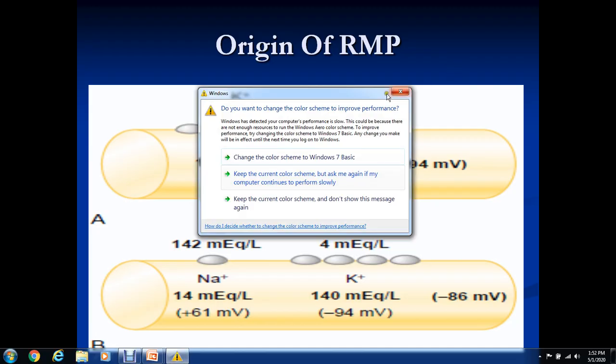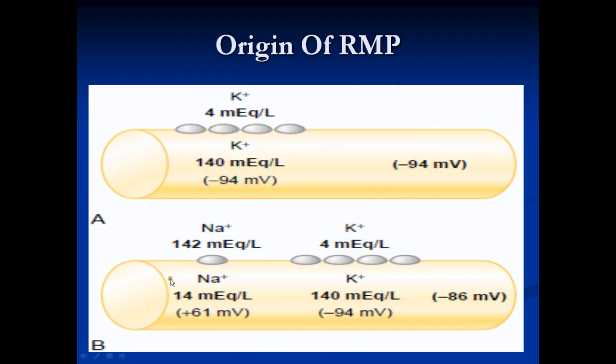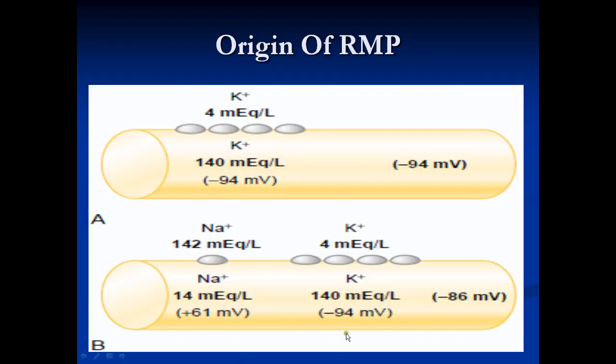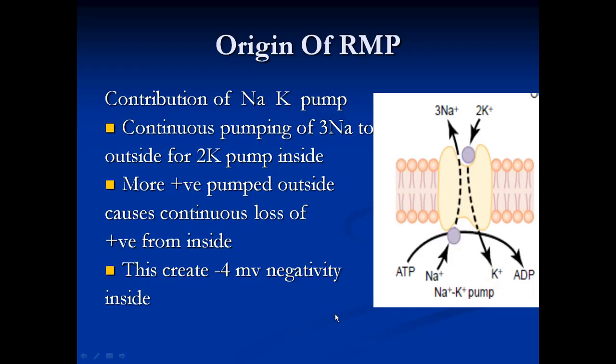We place these two values, the sodium and potassium, into the Goldman equation. It results in minus 86 millivolts. So we put both these values, the Nernst potential for sodium plus 61, and the Nernst potential for the potassium minus 94, into the Goldman equation. It will give rise to the summated value of minus 86 millivolts. But the resting membrane potential is minus 90.